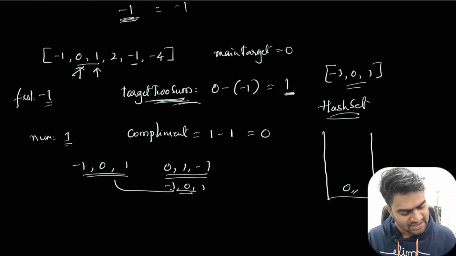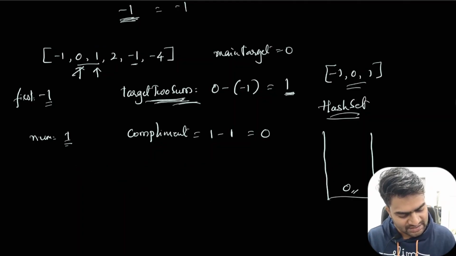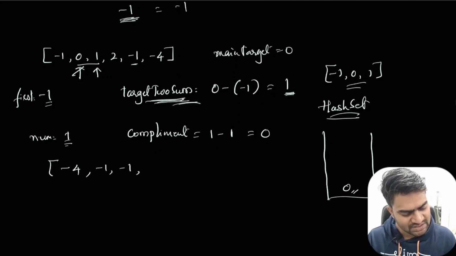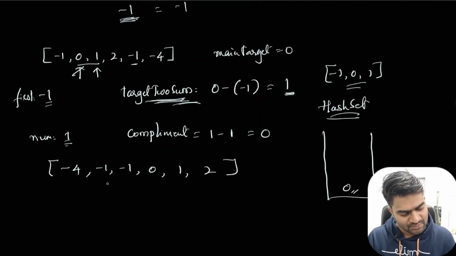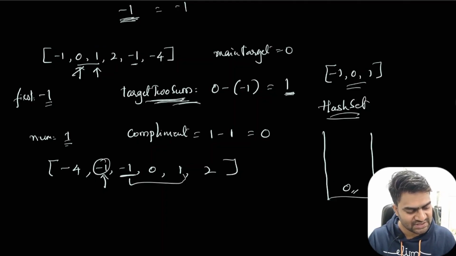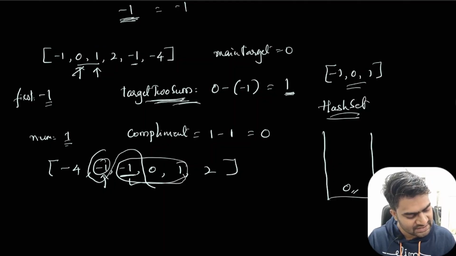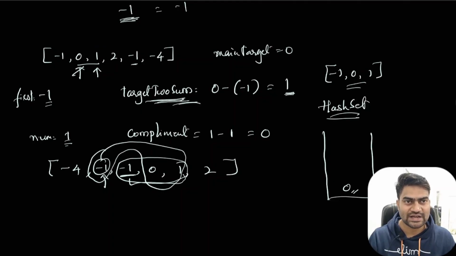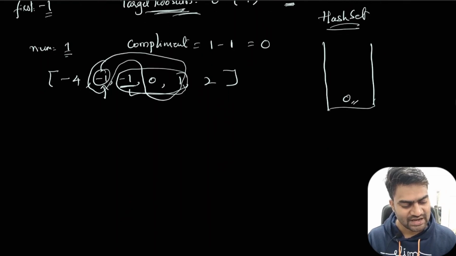Now assume we have this particular array. After sorting, it becomes -4, then -1, again -1, then 0, 1 and 2. Now if I process -1 once, then I will skip the next -1, because anyhow it is going to give the same combination. This will give the -1, 0, 1 combination, and if you consider these three numbers, it will give -1, 0, 1 again. That's why I skip this one. So with that, let us try to write the pseudocode.